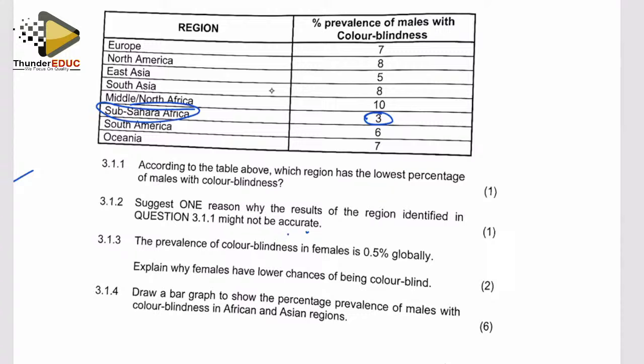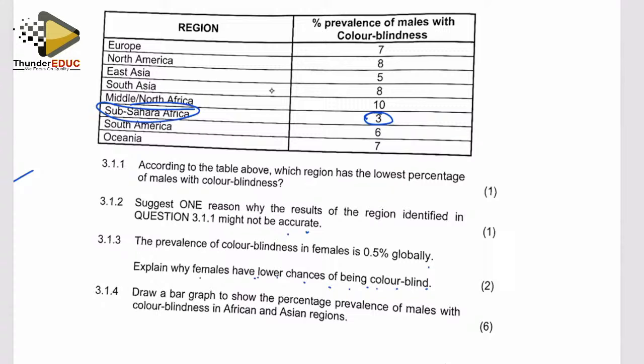The prevalence of color blindness in females is 0.5 globally. Explain why females have a lower chance of being colorblind. This is what I explained, that females are less likely to be affected, as with hemophilia. This is a sex-linked character.